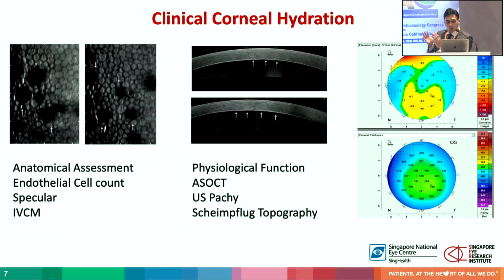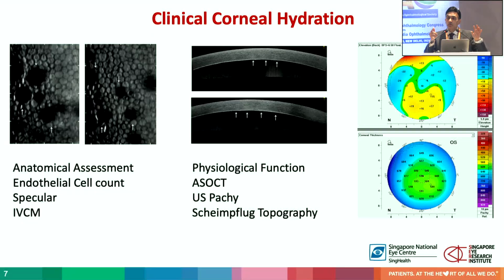So what we do as clinicians now when we assess corneal hydration, or when you see a patient with corneal hydration, is that we do two tests. One is what we call an anatomical assessment. So you do specular microscopy, looking at cell count, either specular or in vivo confocal microscopy, and it's telling you that the cells are there or the cells are not there, okay? So it's telling you that something is there.